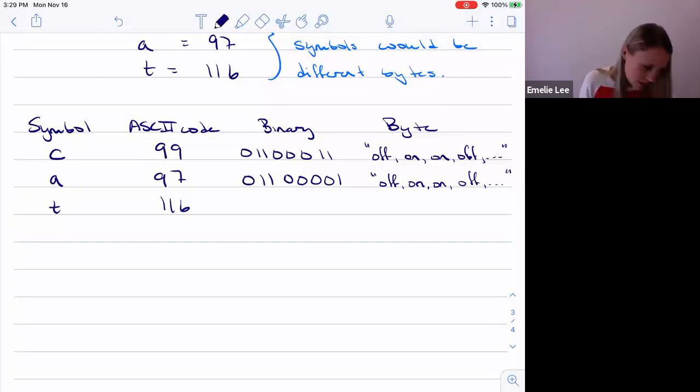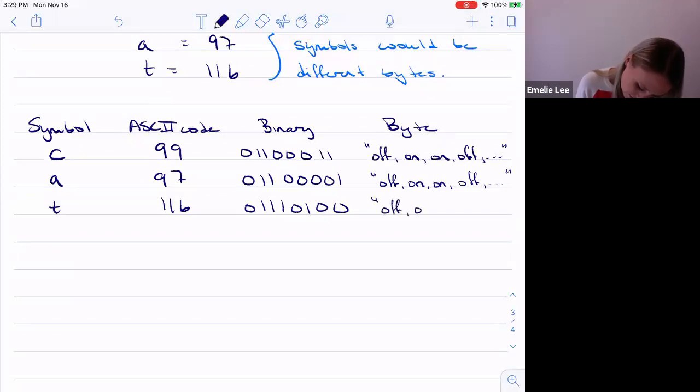116, if you wanted to, and it might be a good exercise to be able to go through and just take base 10 into binary. 0, 1, 1, 1, 0, 1, 0, 0, which of course is off, on, off.